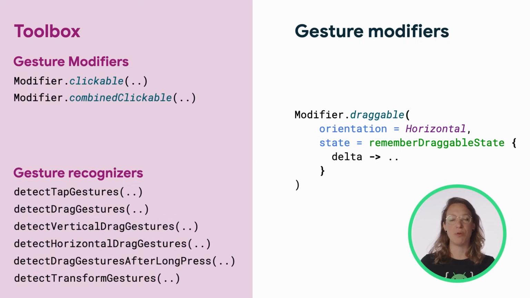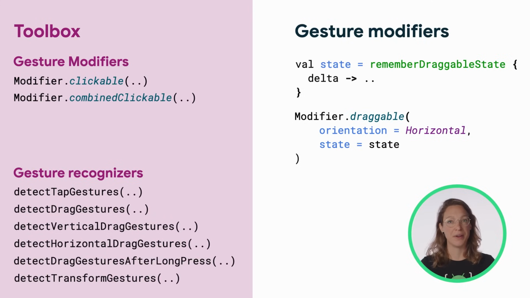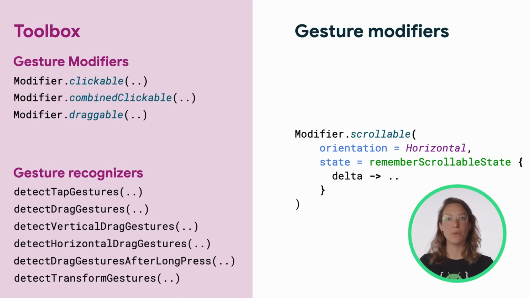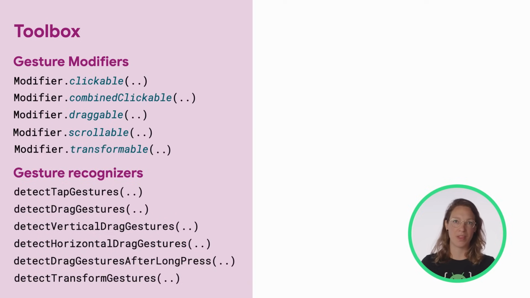You can use the draggable modifier to listen to horizontal or vertical drag gestures. In this case, instead of passing a single onDrag lambda, you pass a state. This is a common pattern that allows you to hoist the state and mutate it outside of the modifier. The scrollable modifier works the same, but it includes logic for scrolling and flinging, and the transformable modifier makes it possible to listen to multi-touch transform events on a composable.